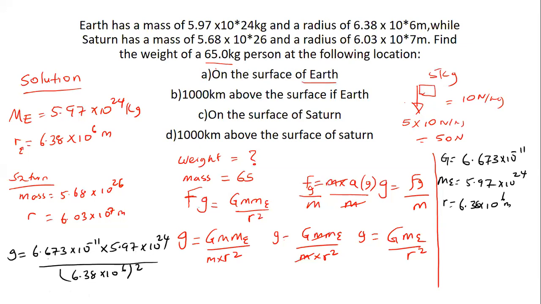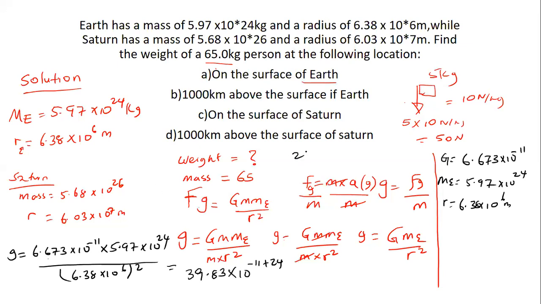6.673 times 5.97 is going to give you 39.83. But remember that whenever you're multiplying, you add the what? You sum up the values of the indices, times 10 raised to what? 10 raised to negative 11 plus 24.